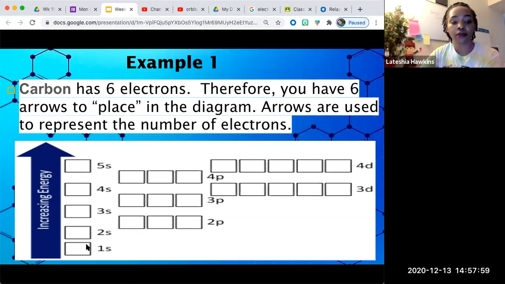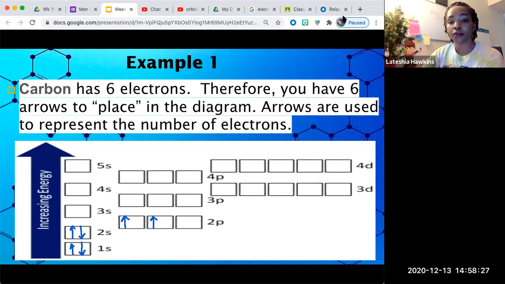So carbon, here's 1, 2, 3, 4, 5, 6. And I will be finished.